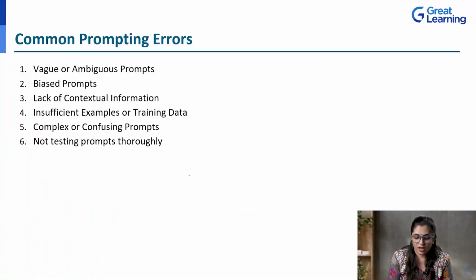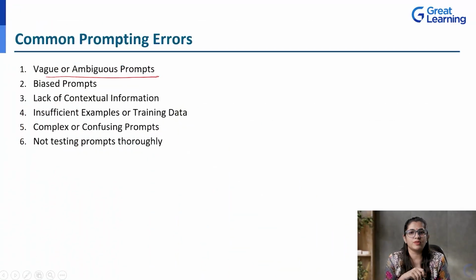Let's now see common prompting errors. So, vague or ambiguous prompts, when you just write, what is prompt engineering? That is your vague and ambiguous prompts, where you do not have any context, instruction, or what to do. Just vague prompts.